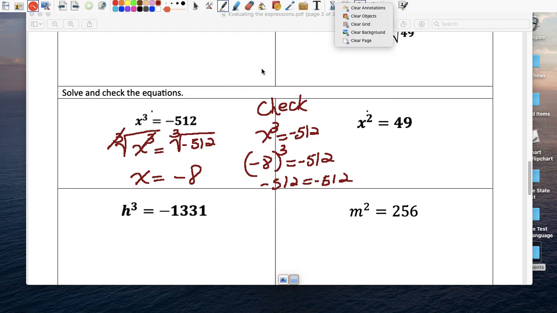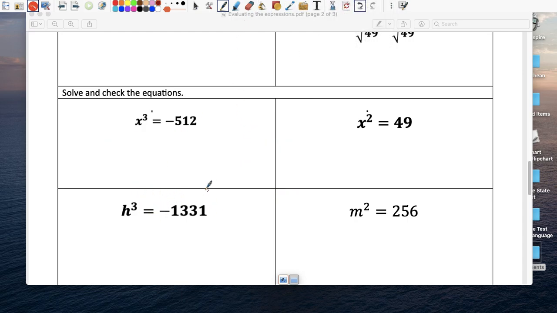Let me take care of the cubes first. Again, the bottom, another negative. Same thing. How do I get that to look like this? Because I want a value for h, not h cubed. So the first thing I'm going to do is take the cube root of both sides. And this on the left side simplifies, and I get h by itself, h to the first power. On the right side, I take the cube root, and we'll find out what that is in a second.